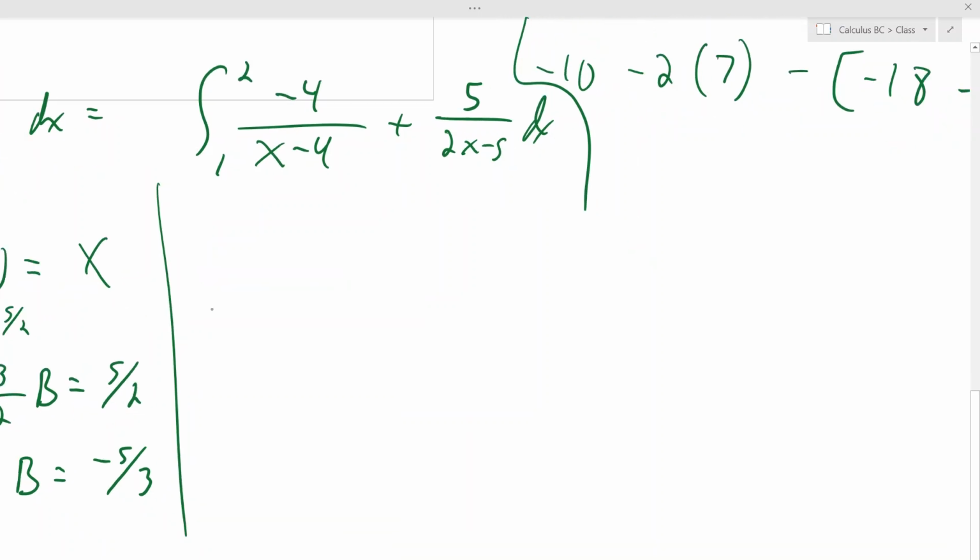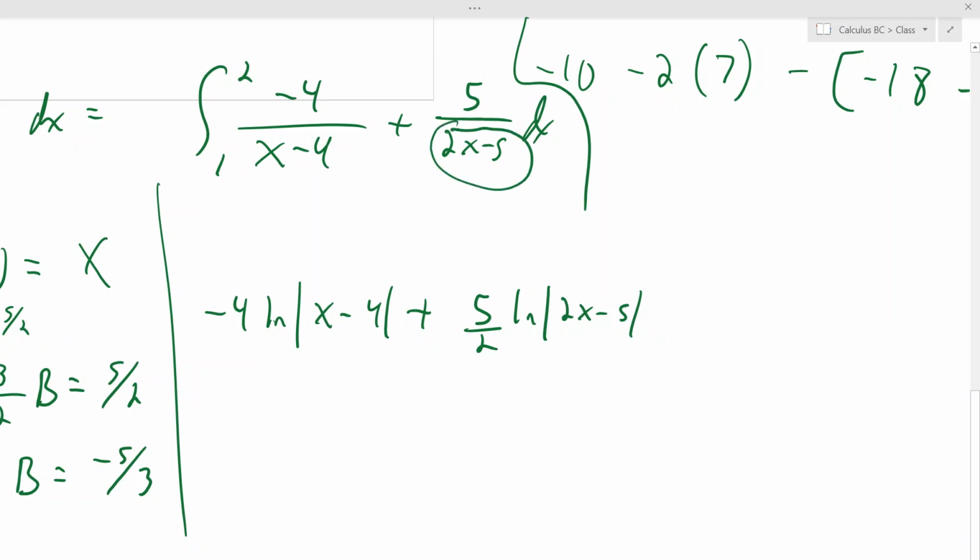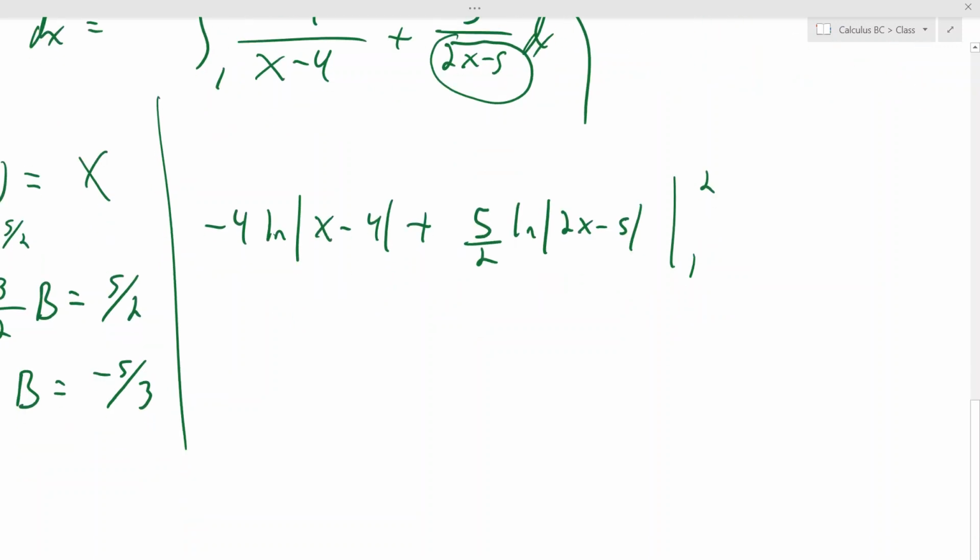Okay, but this becomes negative 4 natural log absolute value x minus 4 plus, and here's something a lot of kids miss easily. It's ln of 2x minus 5 here, but you've got to divide by a 2 out front because the derivative of your denominator is 2. Okay, and that's from 1 to 2, and now all you do is plug in, which is a little bit nicer.